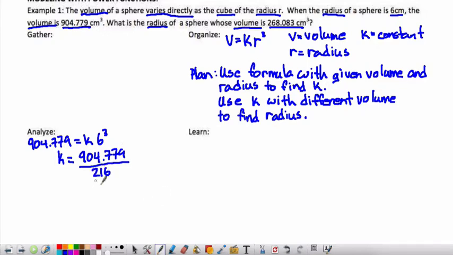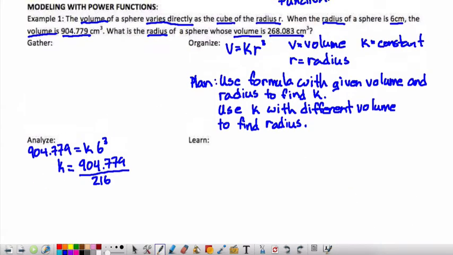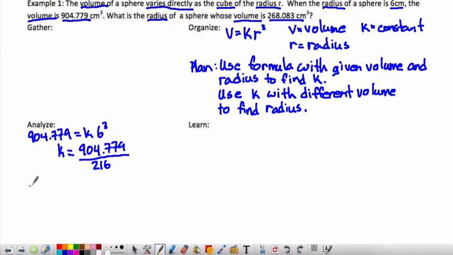But rather than actually dividing this and rounding off or writing down every single number my calculator gives me, I'm just going to leave this as this. And then I'm going to put it in my new equation and set it all up so I can just type it into my calculator as one big thing and round at the end. All right, so now I have a new volume. The new volume is 268.083.